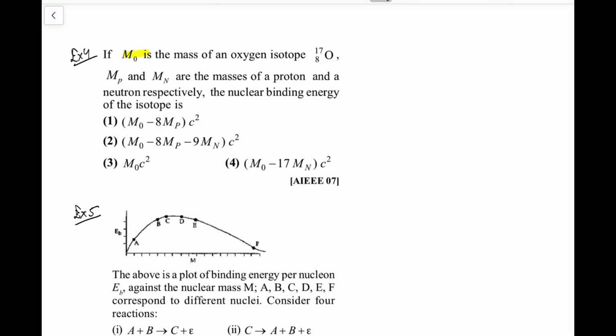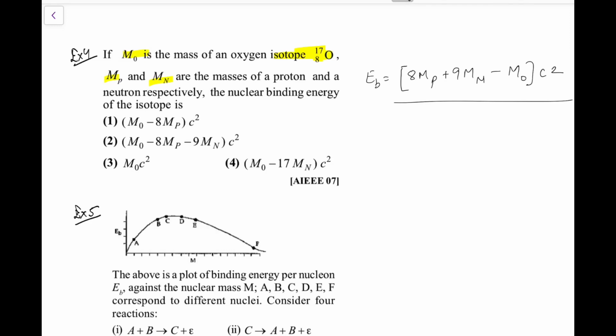If M0 is the mass of an oxygen isotope, Mp and Mn are the masses of proton and neutron, then the nuclear binding energy. What we say, the nuclear binding energy is delta M into c square, and delta M is mass of the original parts you make use to make the nucleus. So you had 8 protons and you had 9 neutrons, minus the final nucleus, because it is stable, its mass is decreased, minus M0 into c square.